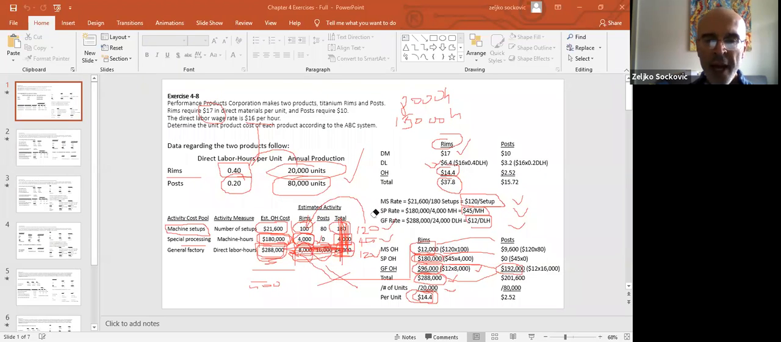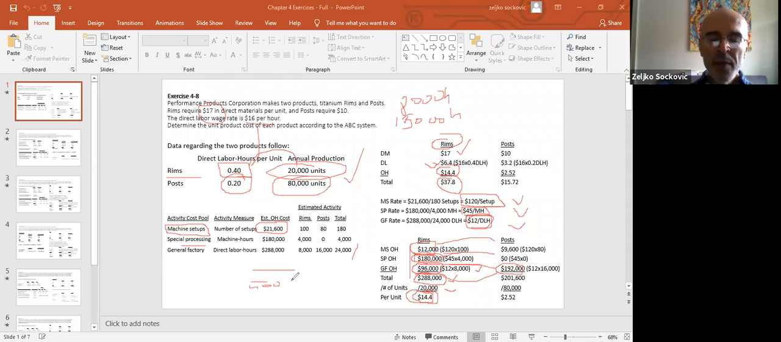You would add up 8 and 16, right? Because you need this total of 24, no matter what, to figure out this predetermined overhead rate here of 12, even if it's ABC or if it's traditional.